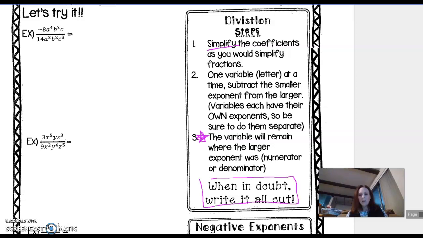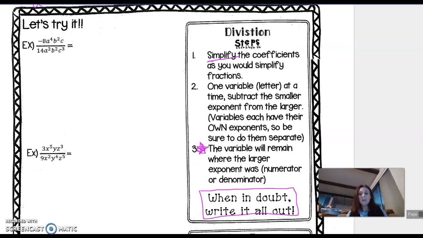And right here, when in doubt, write it all out. So guys, a lot of times we think we're working harder by writing things down. Well, you might be doing more work, but you're actually making things easier without having to remember everything. Okay, so we're going to write it all out. Break this down into its pieces.